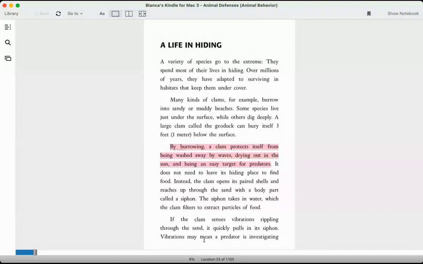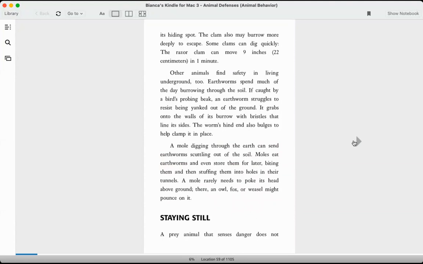If the clam senses vibrations rippling through the sand, it quickly pulls in its siphon. Vibrations may mean a predator is investigating its hiding spot. The clam also may burrow more deeply to escape. Some clams can dig quickly. The razor clam can move 9 inches in 1 minute.